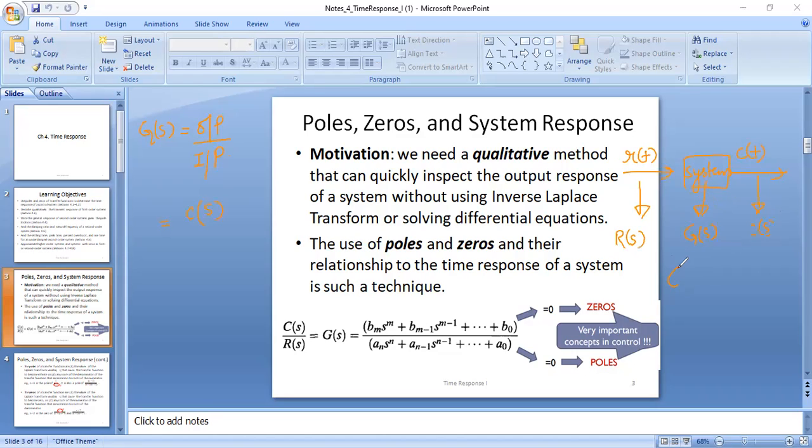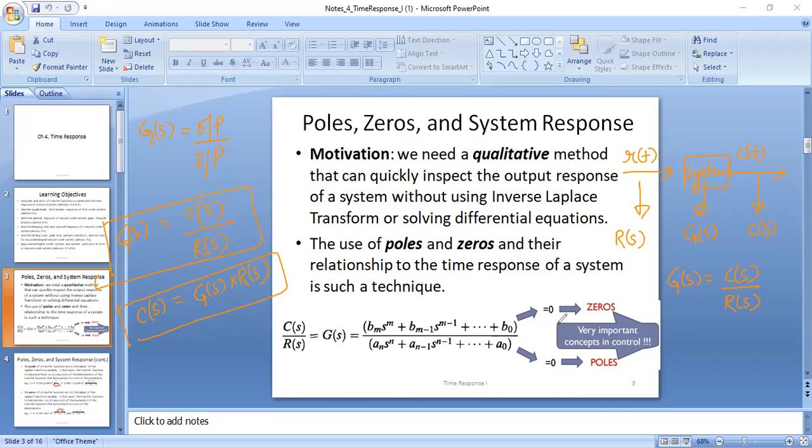So what is the relation between them? It is C of S upon R of S, right? And we can say that our output is transfer function into input.